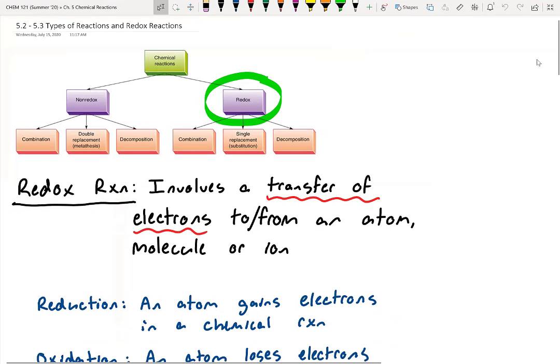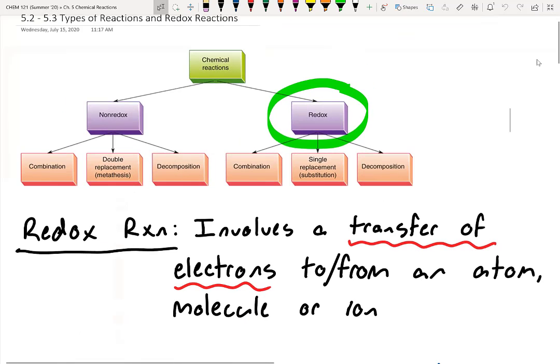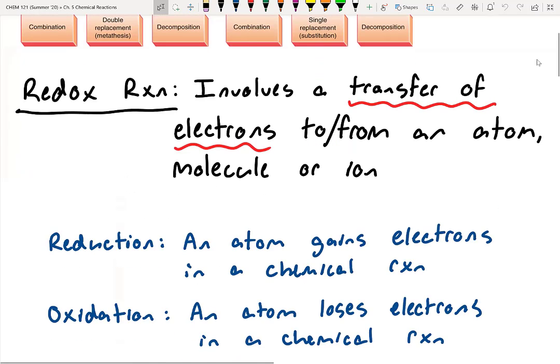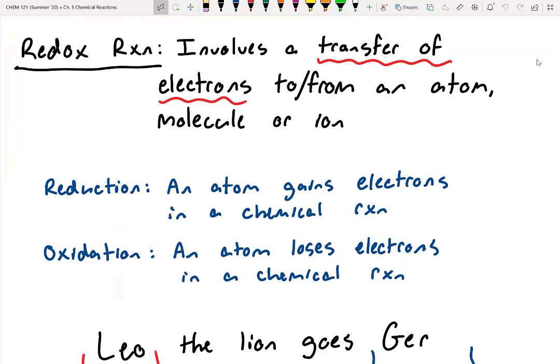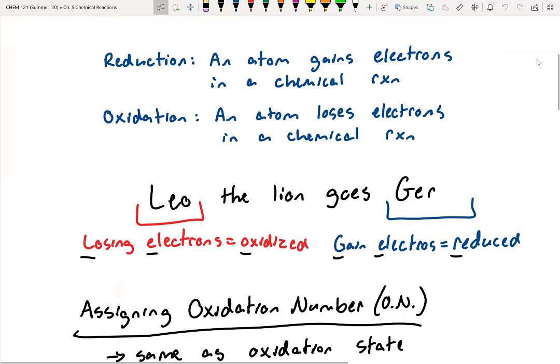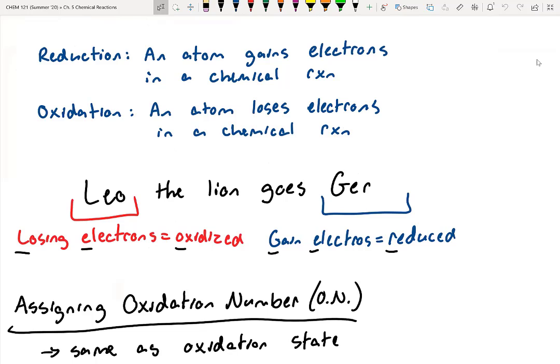Okay, so in the textbook, it talks about this branch of chemical reactions, redox versus non-redox reactions. And the first part of the chapter talks about redox reactions. And like I said in the video, a redox reaction is a reaction that involves a transfer of electrons from one element to another element. And we said that a reduction occurs when an atom gains an electron or more than one electron in a chemical reaction. And an oxidation is when an atom loses an electron.